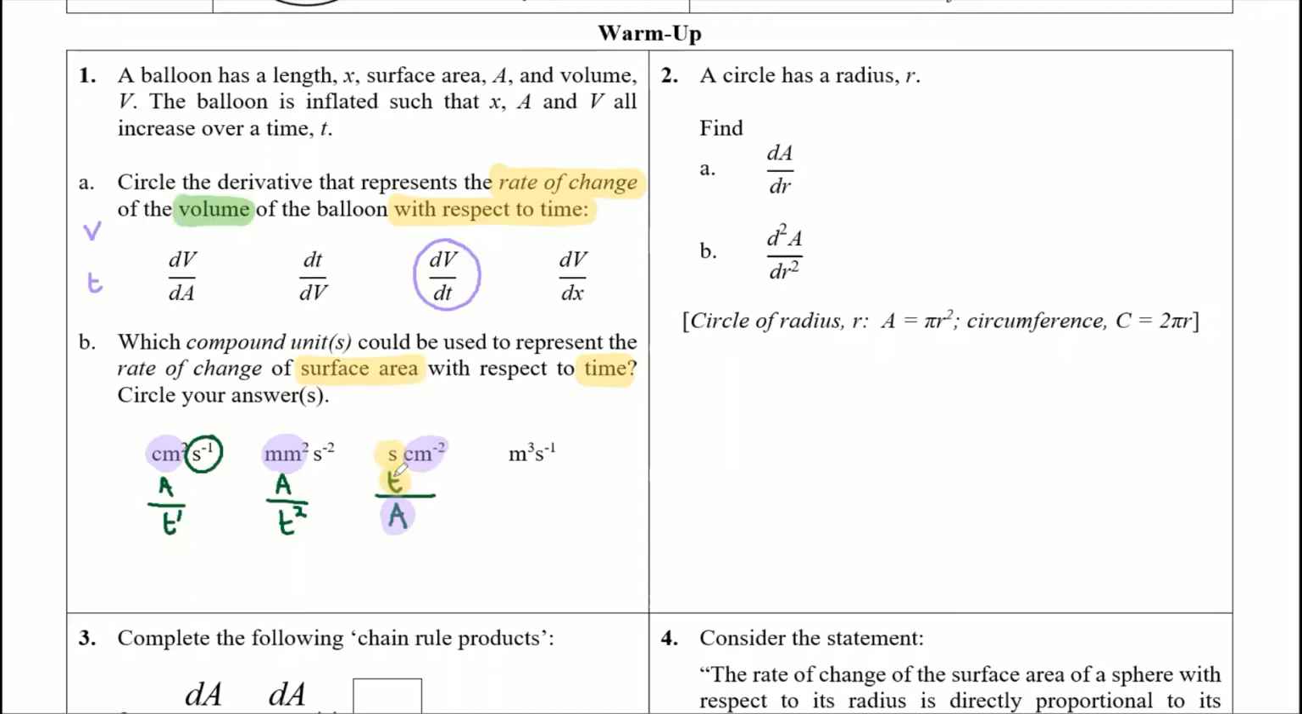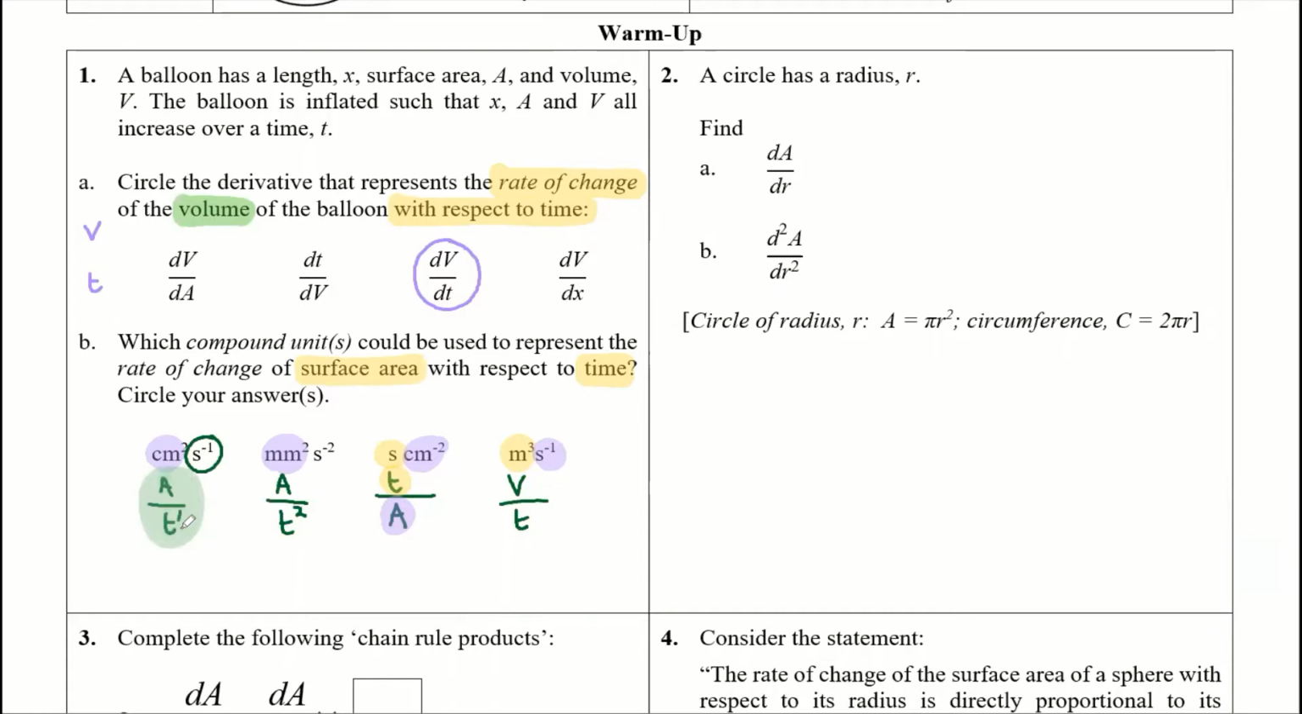Well, we've got meters cubed there. That's what m stands for. And we've got per second. Now, meters cubed, of course, is a volume, and that's over a time. So which is our surface area with respect to time? Well, it's actually only the first one, because it's the only one with seconds to the power -1, or centimeters squared per second. So that's the answer.